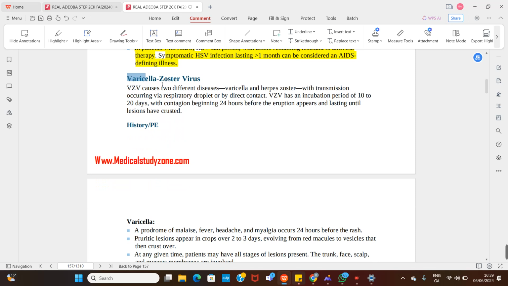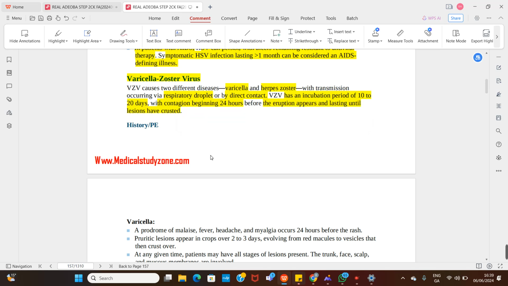So moving on to the varicella zoster virus, we have talked about these two. The varicella is just primary infection. The zoster is a secondary infection. They are transmitted by respiratory droplet and by direct contact, right? The incubation period is about 10 to 20 days. We don't really need that information, but what we need to know is that after 24 hours of the prodromal symptoms, the eruption appears, and this lasts until the lesions crust over and they resolve.